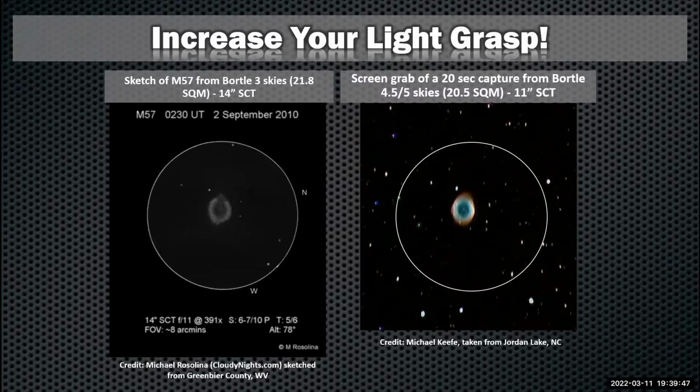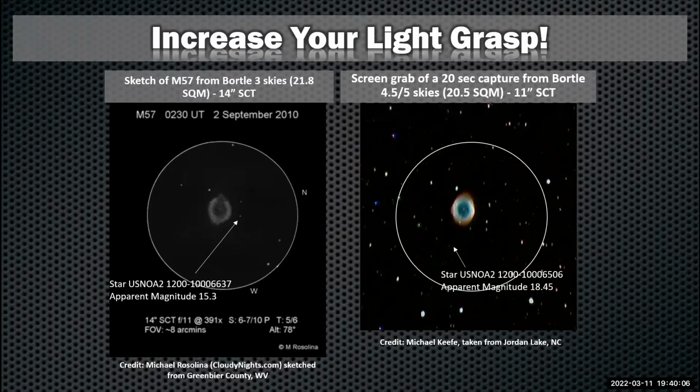Now, I tried to find the dimmest object in both of these views, in his sketch and my capture. So if you look at his sketch, there was this star, which is an apparent magnitude of 15.3. Yet, if we look on the EAA view, we're looking at an object that has a magnitude of 18.45. So you are absolutely getting a much deeper view into the night sky doing EAA, and with a smaller telescope.